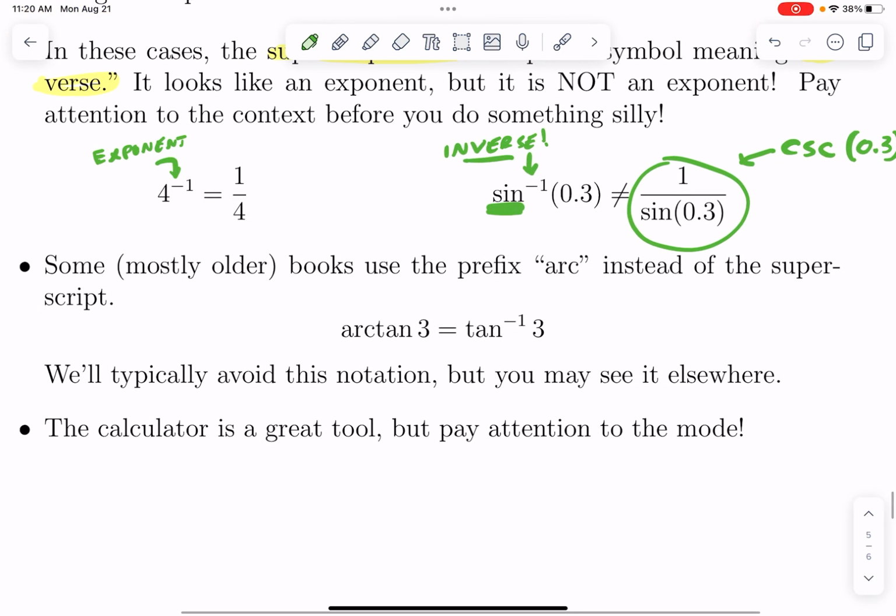Some older books use the prefix arc instead of the superscript, and sometimes people will pronounce this with an arc. So if ever you see typed out or you hear someone say something like arctan, it is just another name for inverse tangent. Arcsine is another name for inverse sine. Arccosine is another name for inverse cosine. I won't use it too much, but you may hear it or see it someplace else. And the calculator is a great tool, but pay attention to the mode. If you are trying to give an answer in degrees and your calculator is in radians, be aware of that so you're not writing down something dumb.